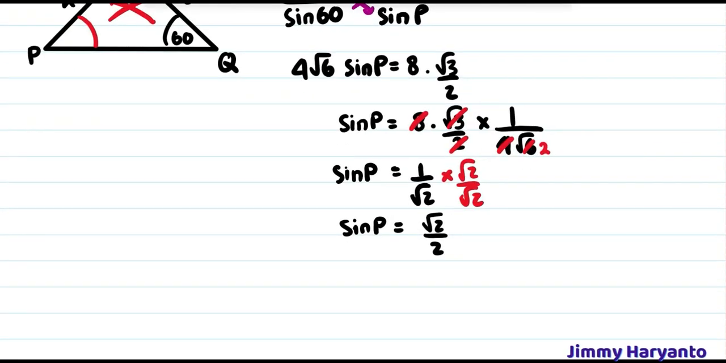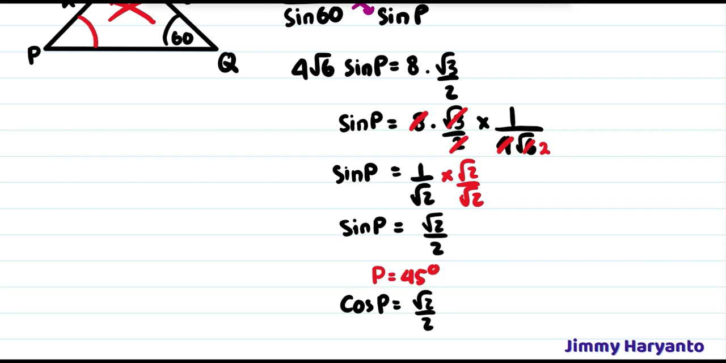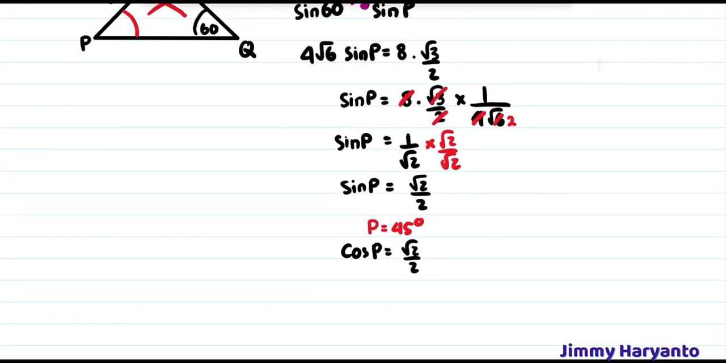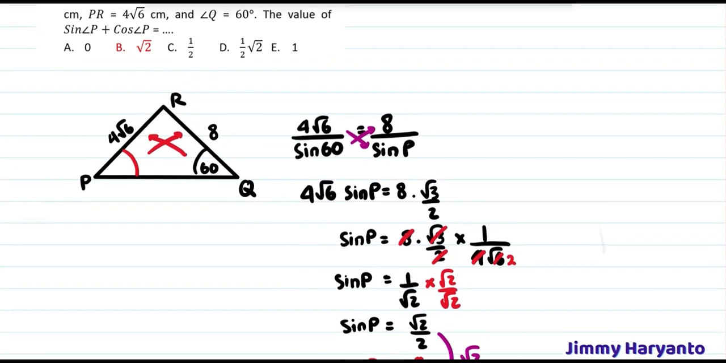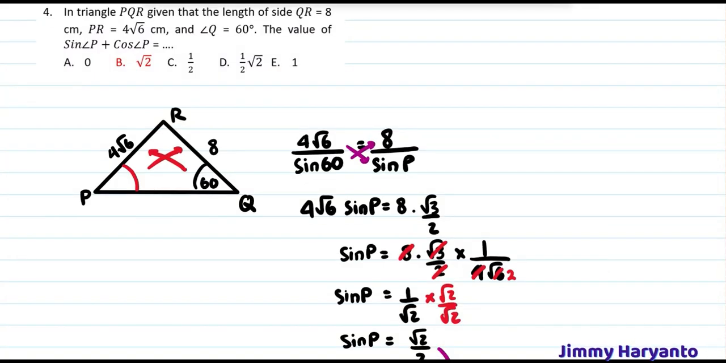Because this is the result of special angles, we have this result in the table. I can tell that P is 45 degrees. That means the value of cos P will also be square root of 2 over 2, because cos 45 is square root of 2 over 2. That means the question wants you to find sine P plus cos P. You only have to add them. It will give you square root of 2 as the result. So the answer is B.